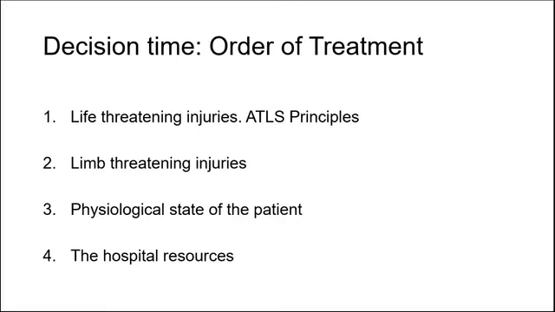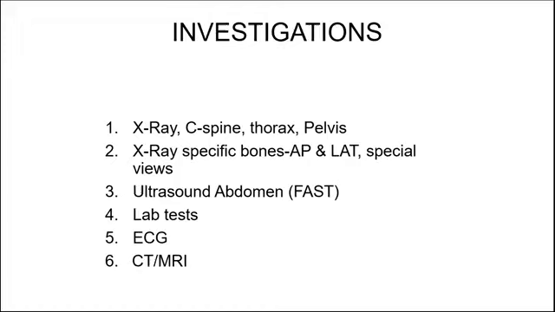This cannot be overemphasized. Of course, after the patient is safe as a whole, you have to look at limb-threatening injuries like pressure to nerves, joint dislocations, open wounds, or injury to vascular supply. And of course, we need to look at hospital resources and ability of the patient to afford any preferred method of treatment. The next principle is investigation.